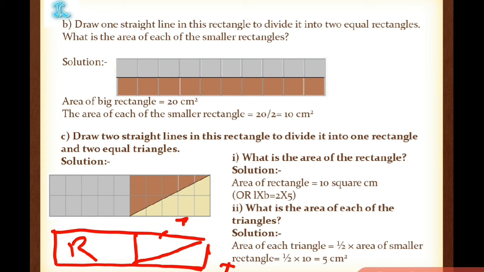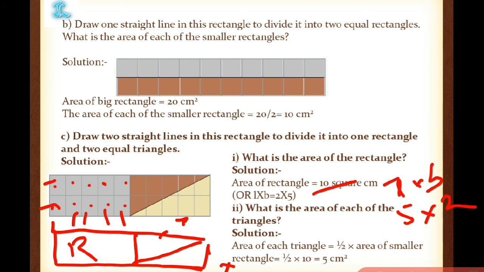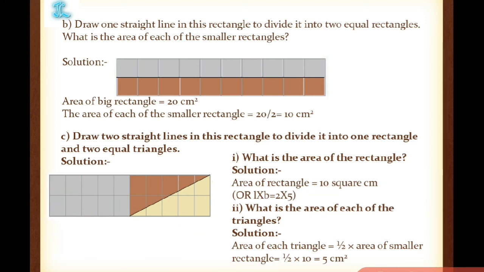They are asking us to find the area of the rectangle which you divided. So what is the area? One method, calculate the boxes, squares. 1 2 3 4 5 6 7 8 9 10. 10 square centimeter. Or the formula is length into breadth. Yes or no? Length into breadth. Length is 1 2 3 4 5. 5 into breadth is 2. So 5 into 2, 10. Understood?